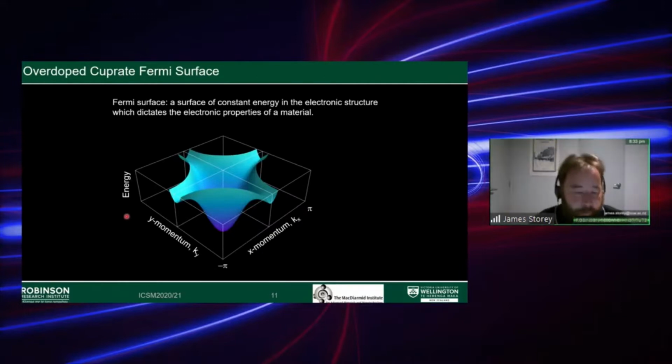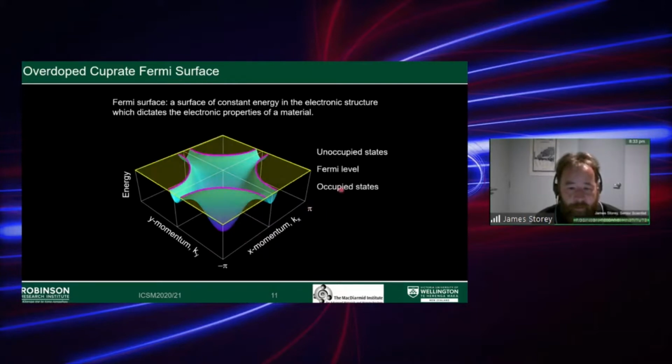So specific heat, a bit like Raman, doesn't tell us about the momentum dependence. So for that we need momentum resolved techniques. This is what we expect the overdoped electronic structure to look like. And obviously the Fermi surface is that region separating occupied from unoccupied states, and is hole-like because it encloses the unoccupied states.